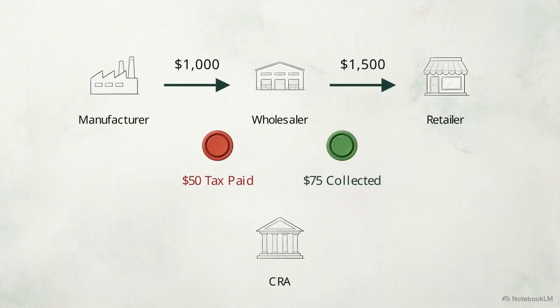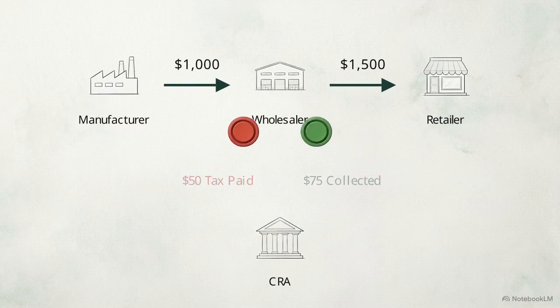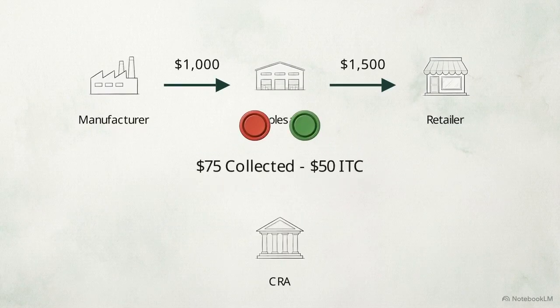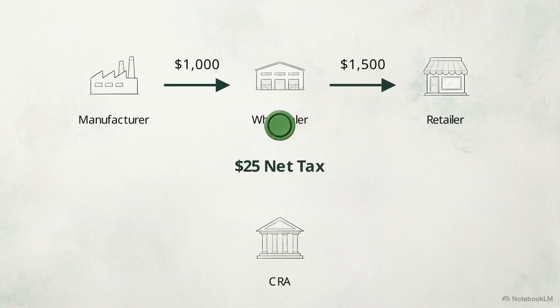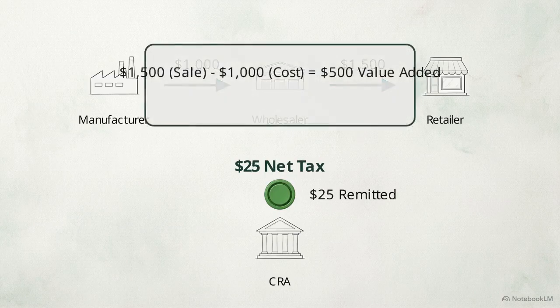This is where the input tax credit, or ITC, activates. The wholesaler is allowed to claim the $50 they originally paid as a credit against the $75 they collected. They remit only the $25 difference to the Canada Revenue Agency.